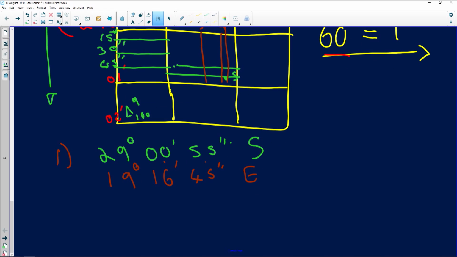Okay, so that was our first one. Now let's look at our second one. Provide the coordinates for Trig Station 9. I will explain to you now in a bit what a trig station is.